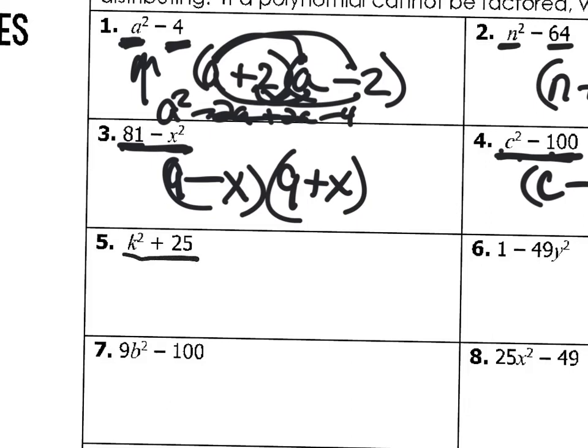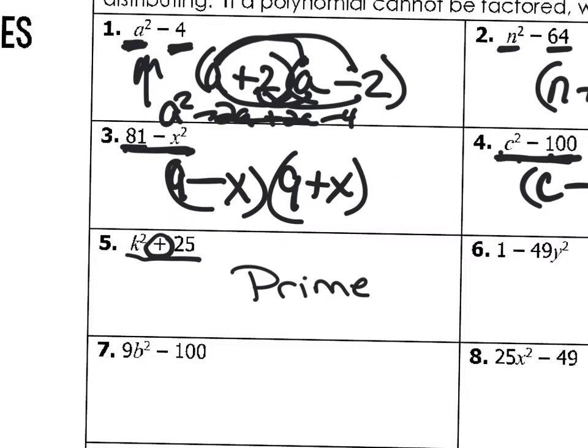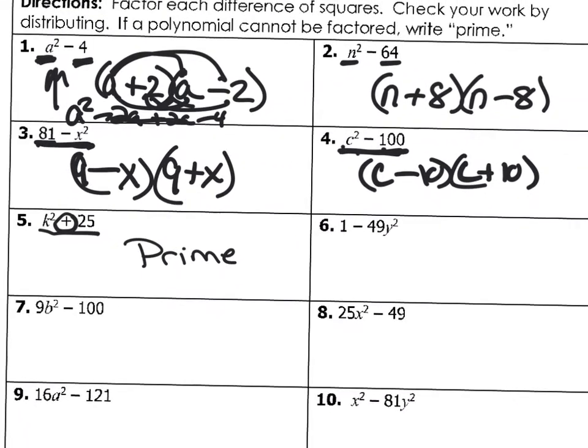First thing you look at, is this subtraction? No, it's a plus, so this one's prime. I can't do that on there. Okay, it's already simplified. All right, this one is minus. Are they both perfect squares? Yes, they are. So it would be one's plus, one's minus. Square root of 1 is 1. Square root of 49y squared is 7y. Well, 7y times 7y is 49y squared.